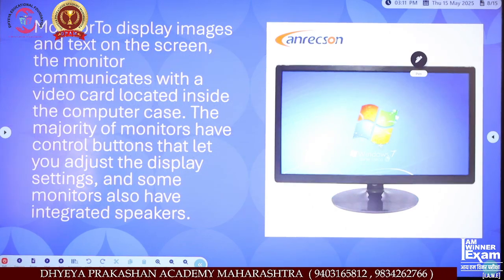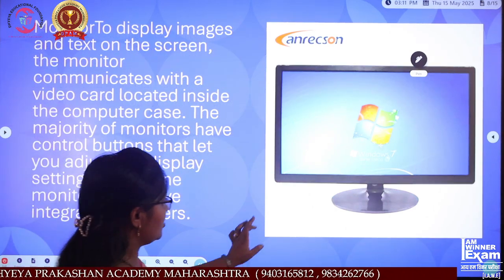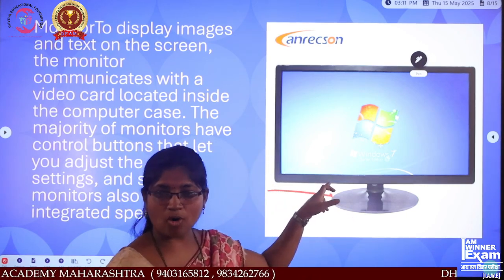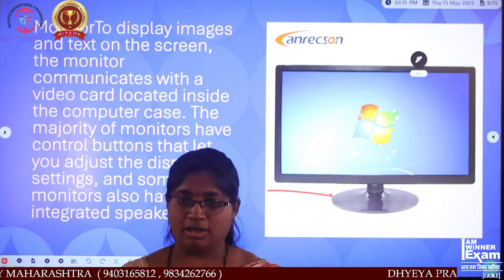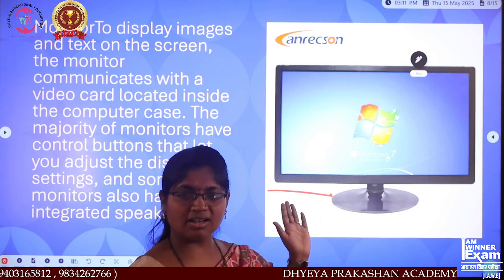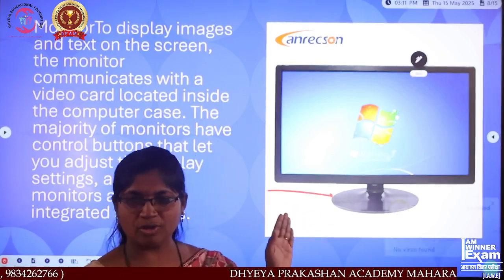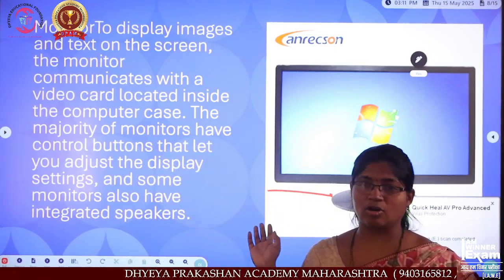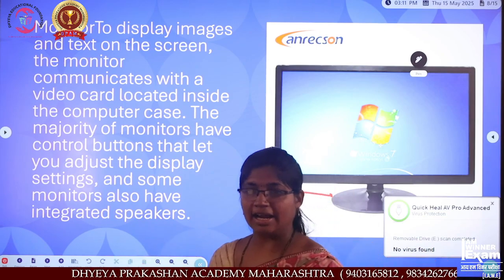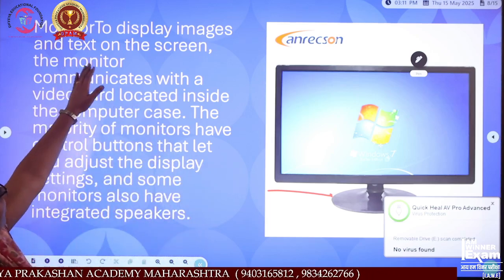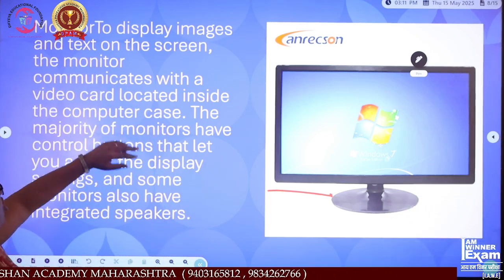Next, monitor. This picture is a monitor. The word computer is derived from compute, which means to compute. You know that a computer takes an input, carries out a process upon it, and produces output. The monitor is used to display images and text on the screen.